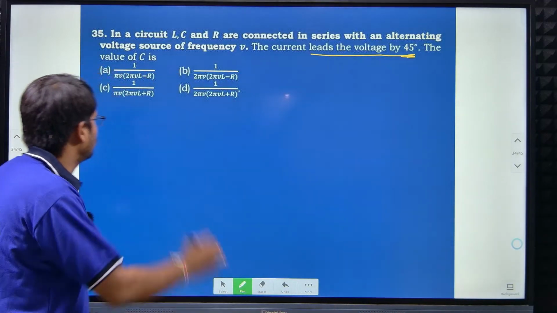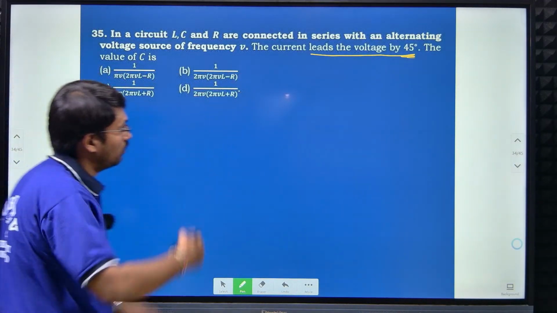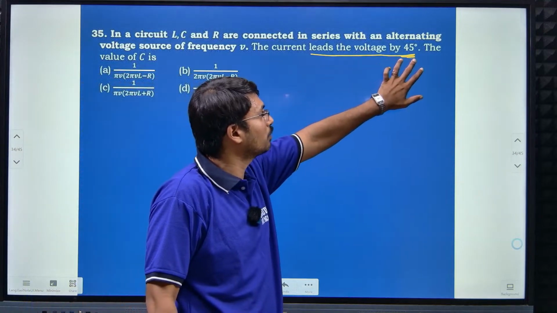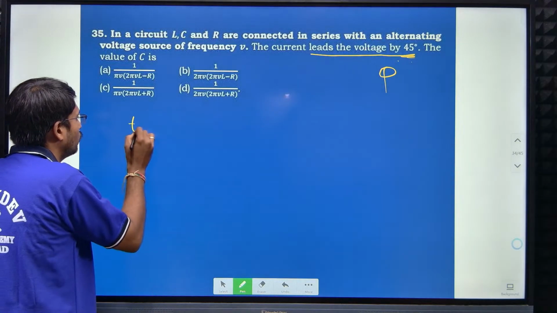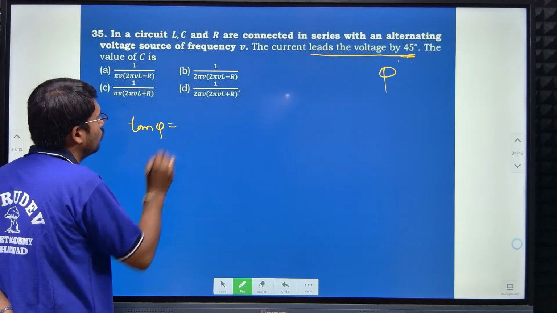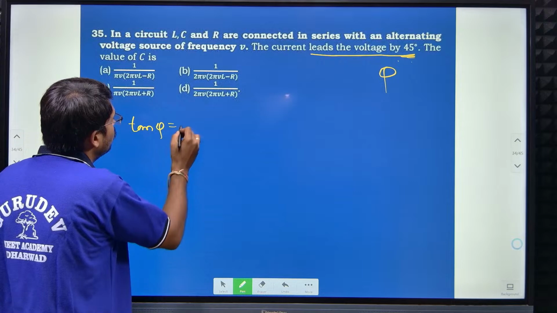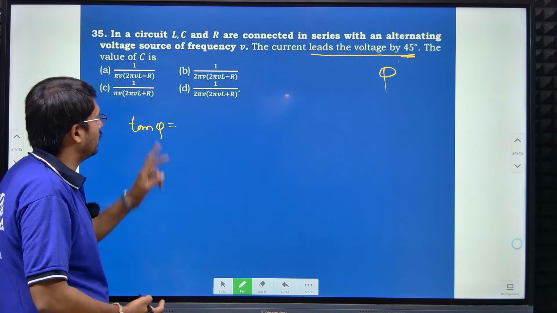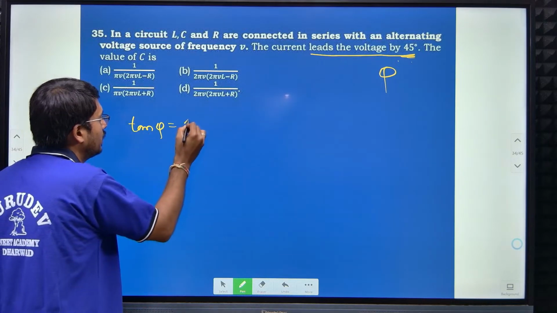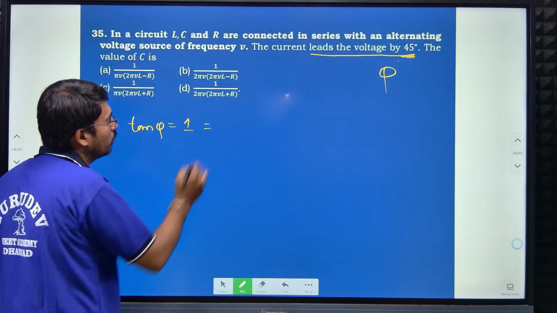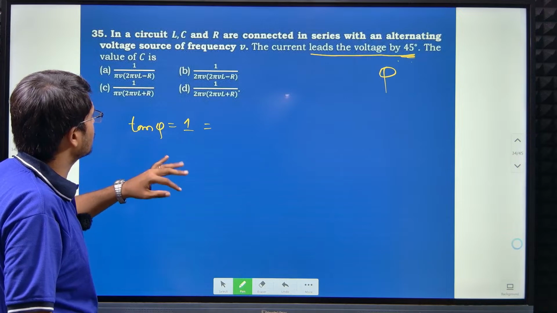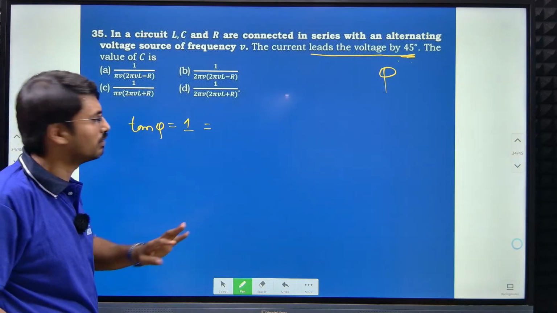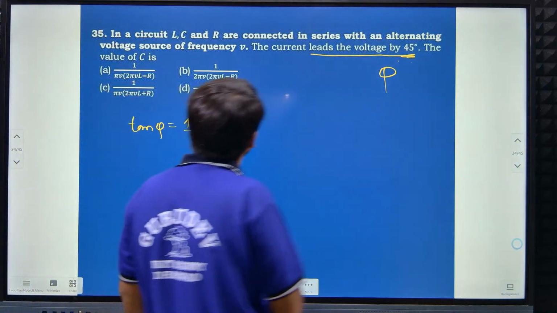So what is the equation for this? Here this value represents the phase difference. We know the equation for the phase, that is tan phi equals to what? Here the angle is 45 degrees, and tan 45 we can take as 1. In general, we write it as XL minus XC divided by R, or XC minus XL divided by R. So which one do we have to use here?